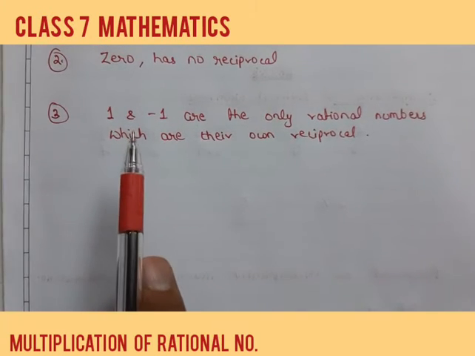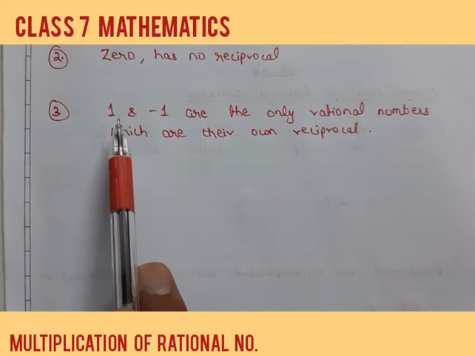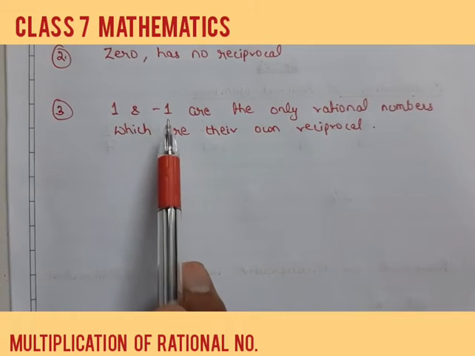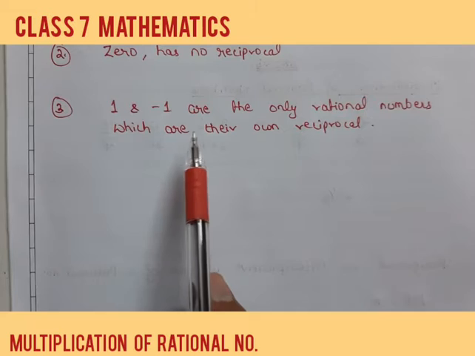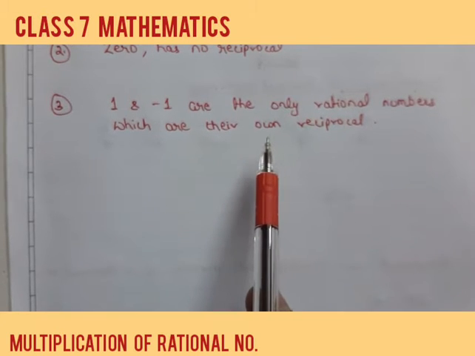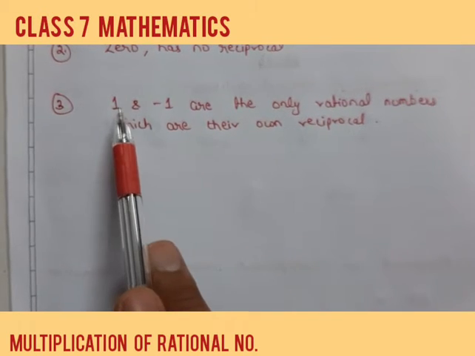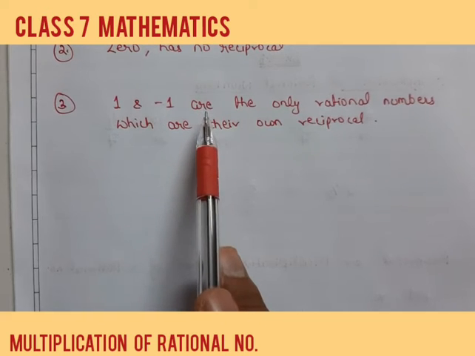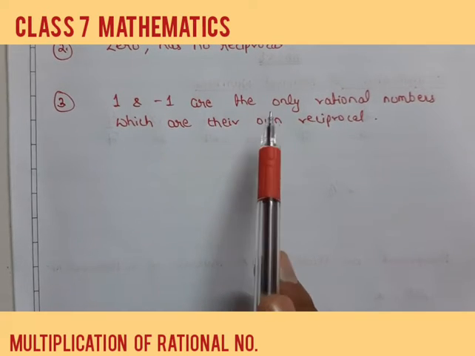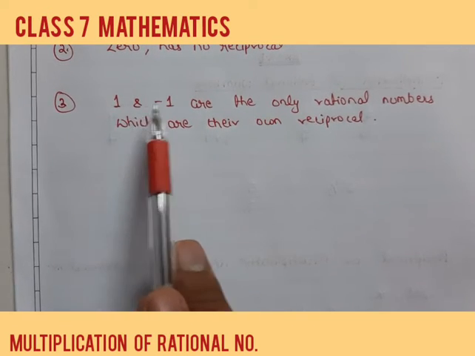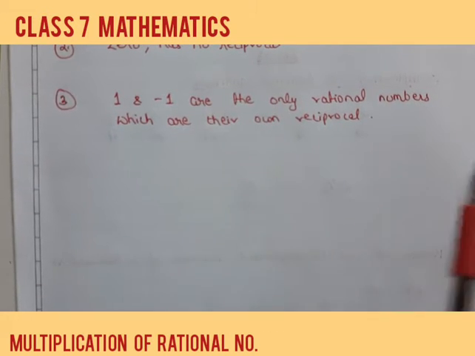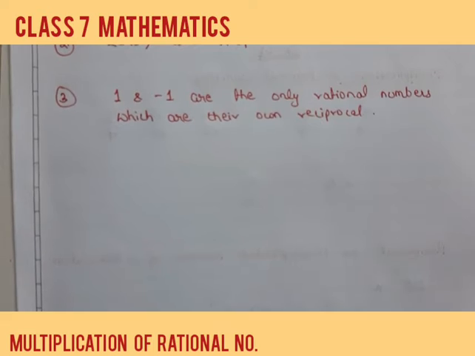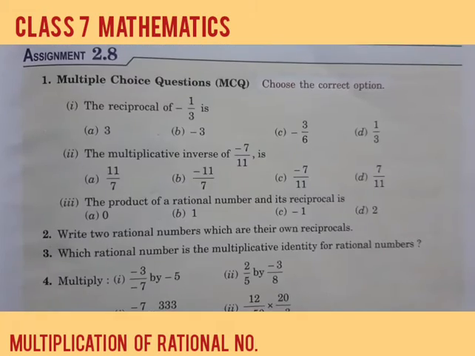The last property of the multiplicative inverse is that 1 and minus 1 are the only two rational numbers which are their own reciprocal, because the reciprocal of 1 is always 1 and the reciprocal of minus 1 is always minus 1. Thus, only 1 and minus 1 have their own reciprocal. Now, let's start assignment 2.8.